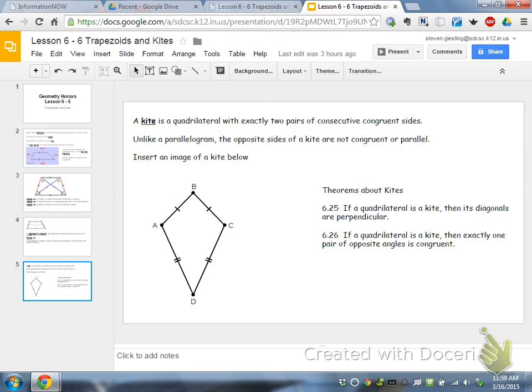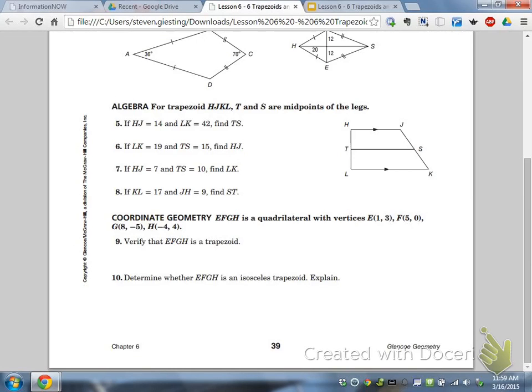Well, let's go back to our diagram here. And let's do a couple of kite examples.